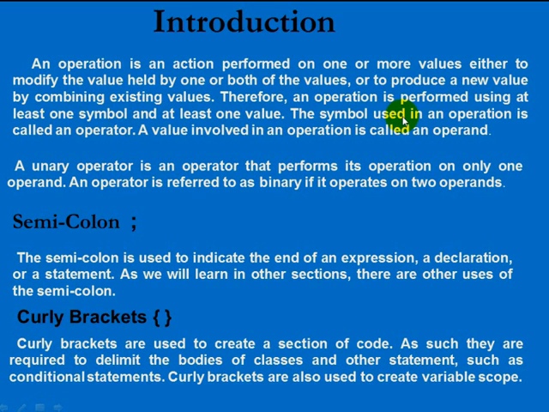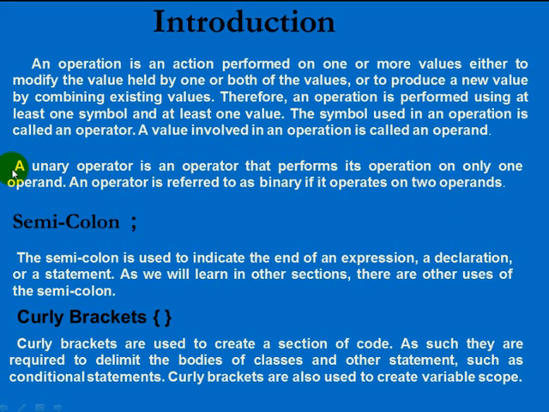The symbol used in an operation is called an operator. A value involved in an operation is called an operand. For example, we are writing C equals A plus 5. So plus is the operator, A and 5 are operands.